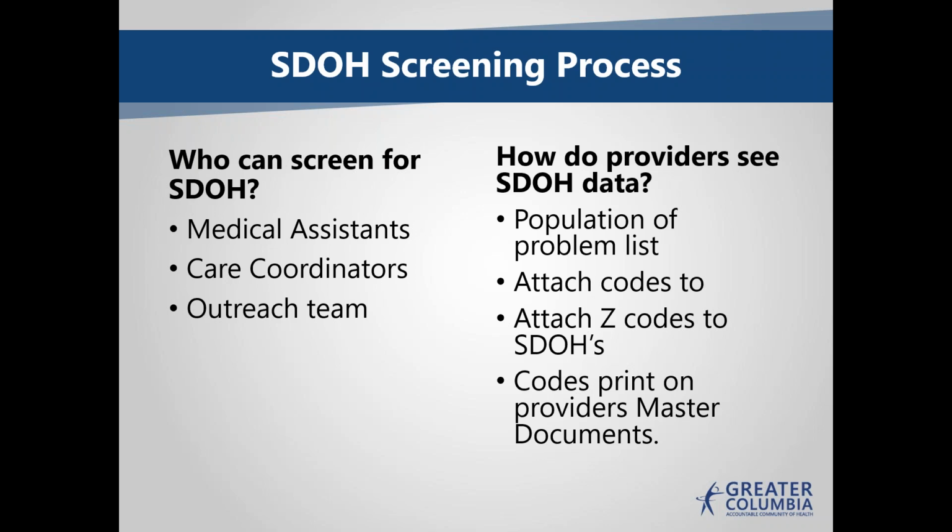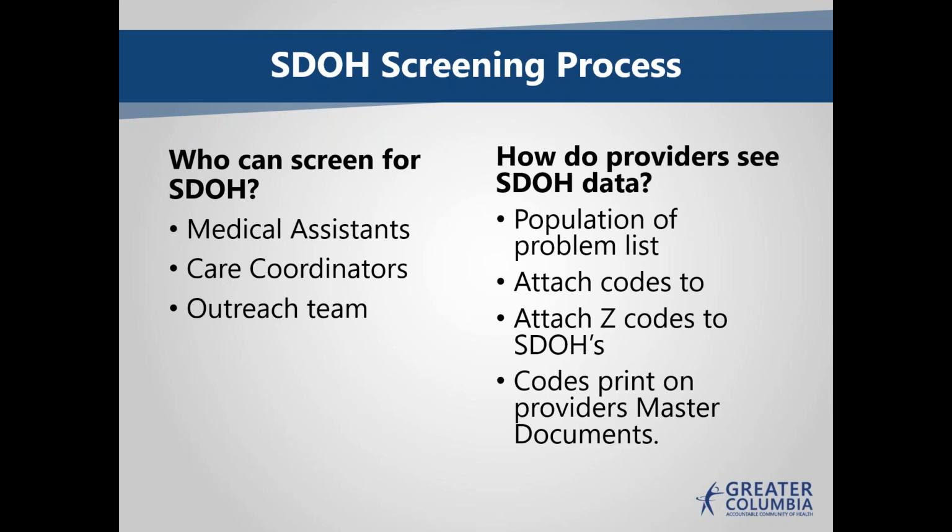And so once they use that tool and they screen somebody, how do providers see this data? That's also important, that providers see the social needs that they have, because that can give them a better picture as to why they're not being, for example, compliant with their diabetes medication. When they have no housing, they're not going to be worried about, hey, I need to take my medication. They're probably going to be more worried about, where am I going to sleep tonight, especially in the winter where it's cold, there's snow, ice. So we want the providers to see that information.